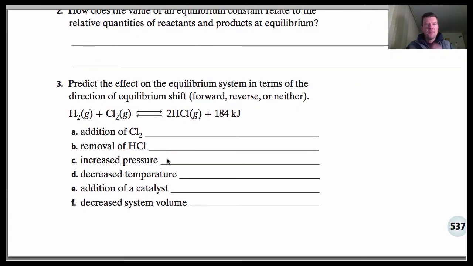Let's look right here. Number 3 says, predict the effect on the equilibrium system in terms of the direction of equilibrium shift. In other words, is it going to shift forward? Is it going to shift reverse? Or is nothing going to happen? Now notice what we have here. We have heat on this side. This is an exothermic reaction. Heat is being produced. It's given off. So now let's see what happens here.